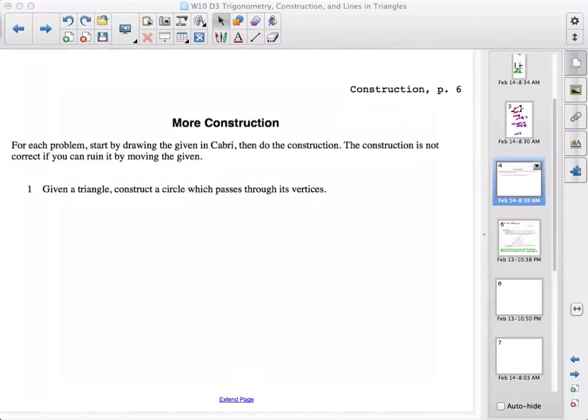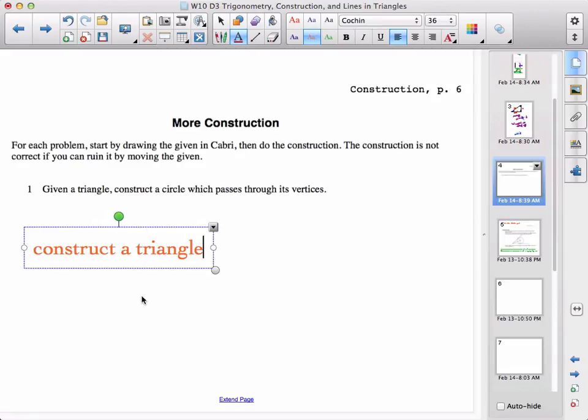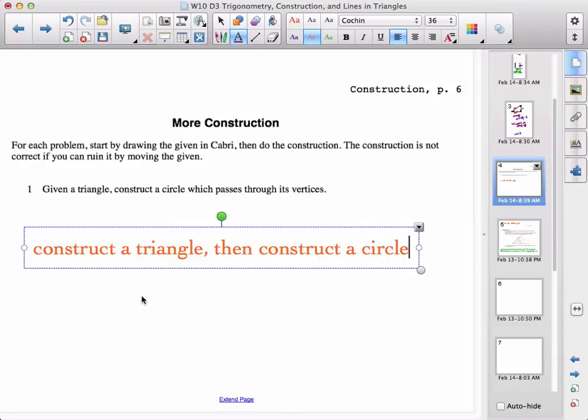Where would we want to start with Cabri here? Create a triangle. Right. So we really want to start with a triangle, right? So construct a triangle and then construct a circle. Passing through the vertices. Yeah, but you have to do something to make sure the circle passes through the vertices.